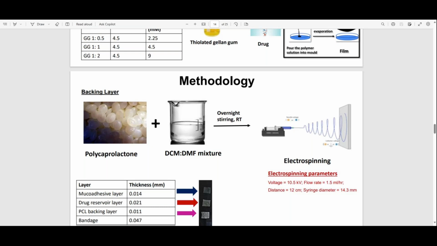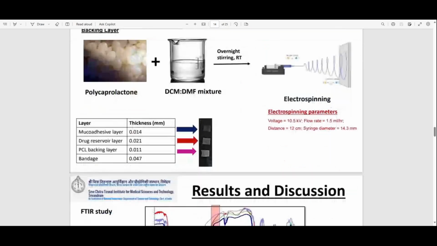So by changing the different electrospinning parameters, we can have different porosity, different alignment, different diameter of the fiber. So everything changes depending upon the condition of the electrospinning technique that we used.